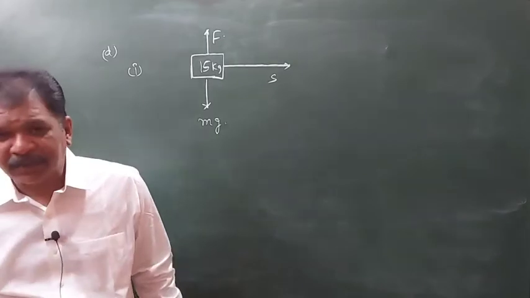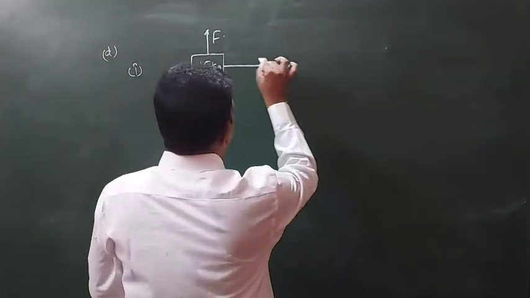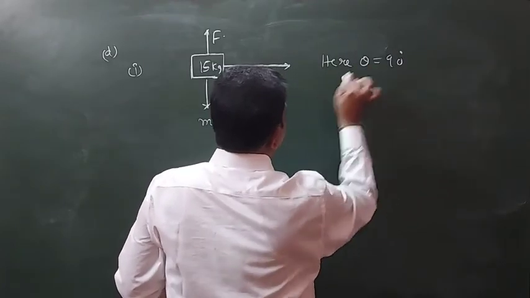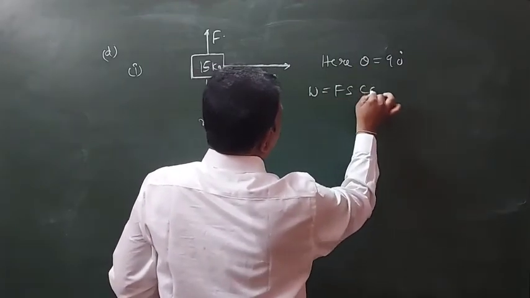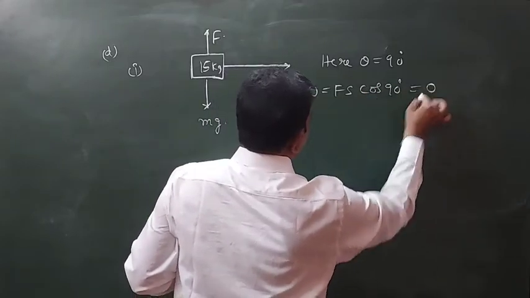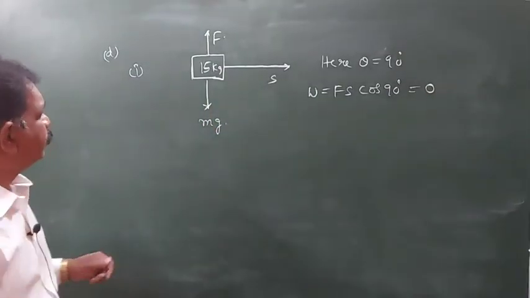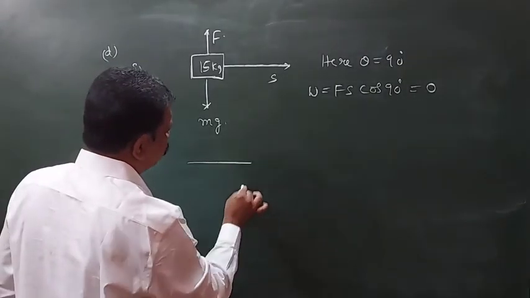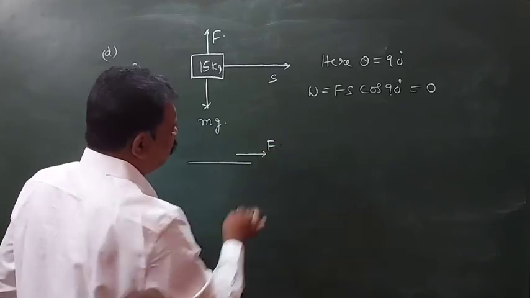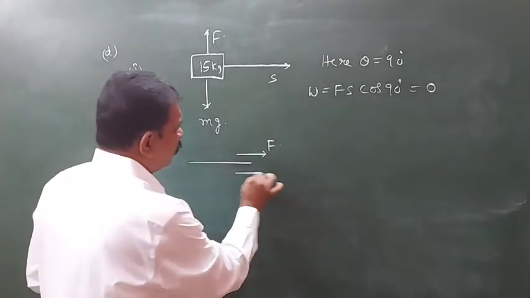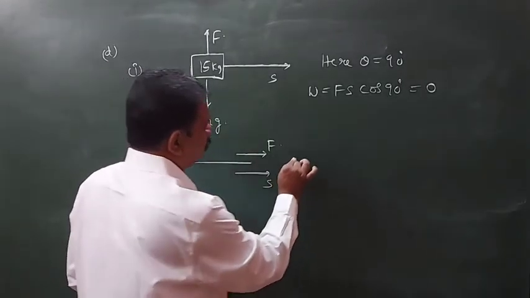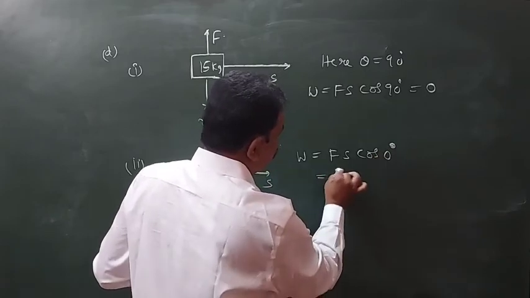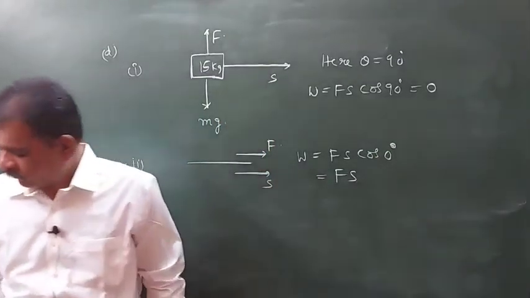Angle between force and displacement will be what? 90 degrees. Here theta is 90 degrees. W is equal to Fs cos 90. So the work done value will be equal to 0. Second case, what is he doing? This is the rope. That man is pulling the rope like this. His displacement is also in the same direction. W is equal to Fs cos 0. This value is equal to Fs.